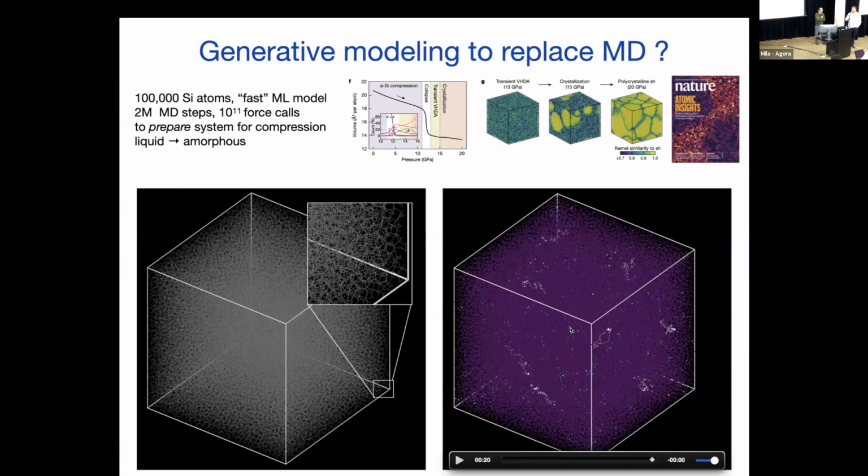Thanks a lot, Gábor, for the great talk. It's really good to see some material science also instead of just drug discovery. And if you have any question, please go to the mic as usual.